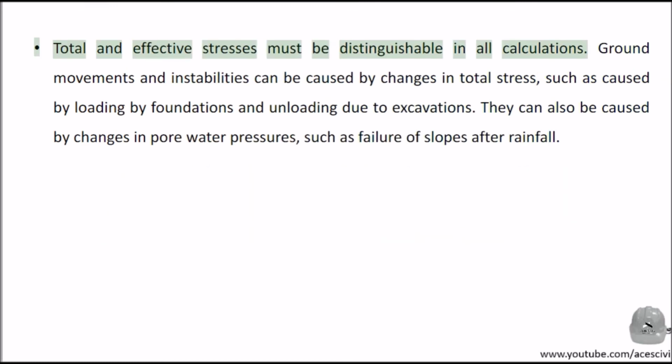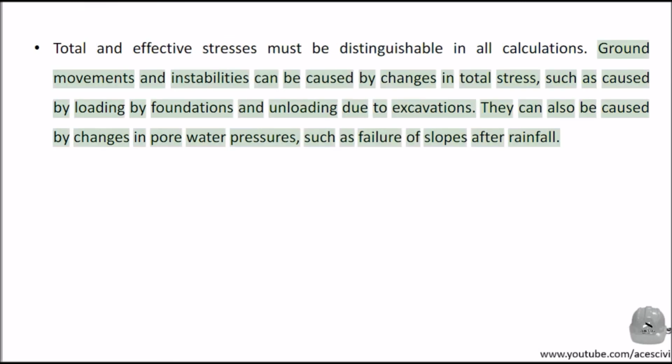Total and effective stresses must be distinguishable in all calculations. Ground movements and instabilities can be caused by changes in total stress, such as caused by loading by foundations and unloading due to excavations. They can also be caused by changes in pore water pressures, such as failure of slopes after rainfall.